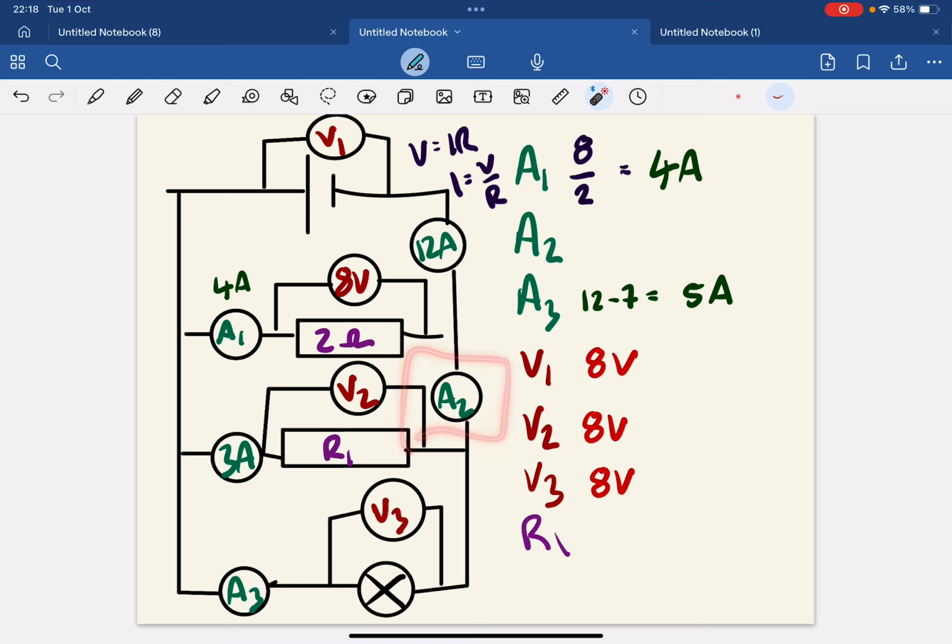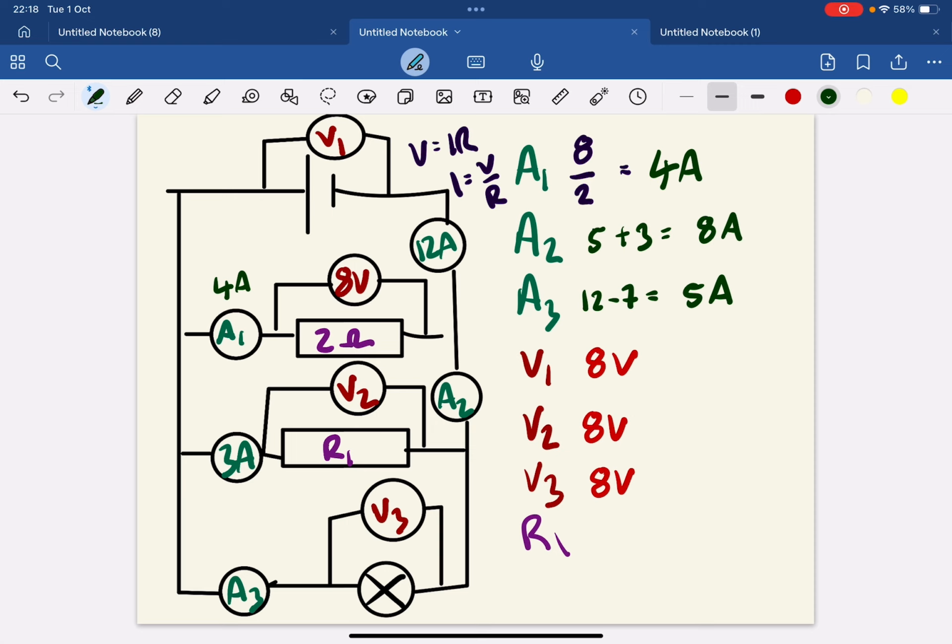A2 is going to be the total of these two currents. So we've got 3 amps here, and A3 is 5 amps. So we can have 5 plus 3, which is equal to 8 amps. And then we can work out our resistance for our resistor here.